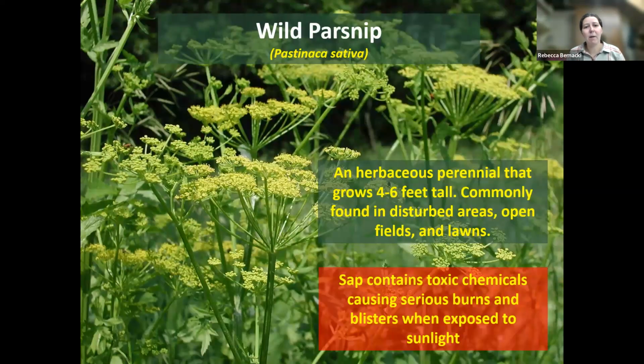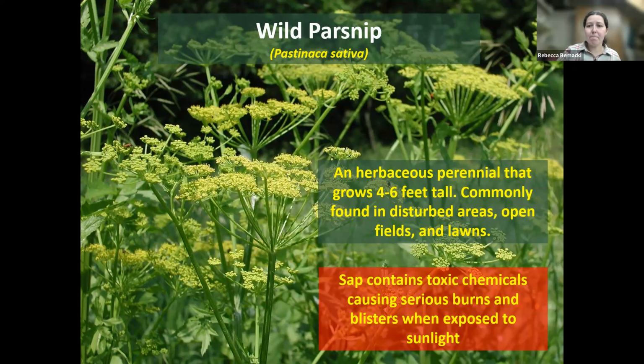Next species we're going to talk about today is wild parsnip. So wild parsnip is an herbaceous perennial, grows 4 to 6 feet tall, very, very commonly found in disturbed areas, open fields, lawns. You see the species on the right-of-way of roads all the time. Sean talked a little bit about the sap of this species. So the sap of wild parsnip does contain toxic chemicals that can cause burns and blisters when they're exposed to sunlight.